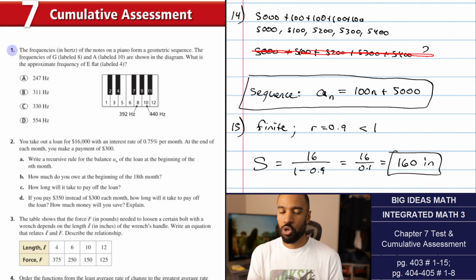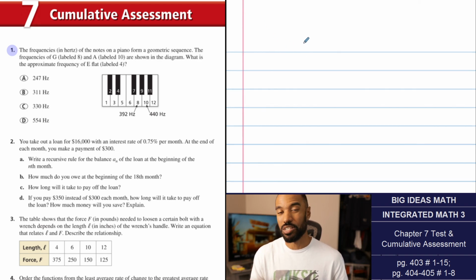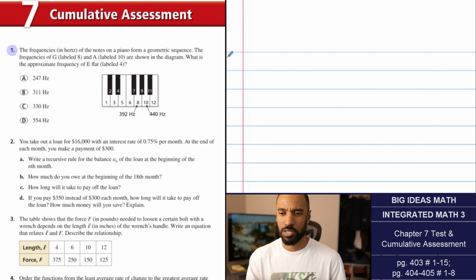Okay, let's go to, normally I zoom out and zoom back in. I forgot I was on a chapter test thing. But guys, we're going to go straight to the cumulative assessment. I think 8 questions for these ones.